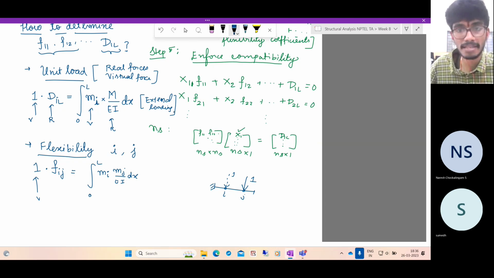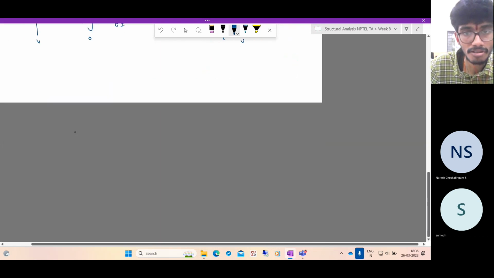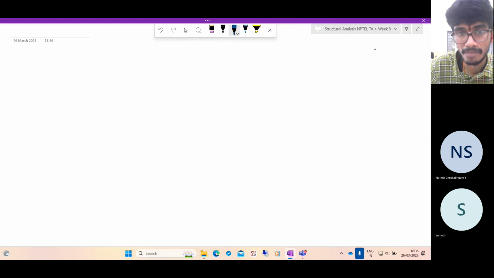So this summarizes the method. So we can get started with the problems. Before that, there's also this extension. So this is one method, the unit load method. It works for frames, it is a general method. It works for any structure because it's based on the powerful principle of virtual work.